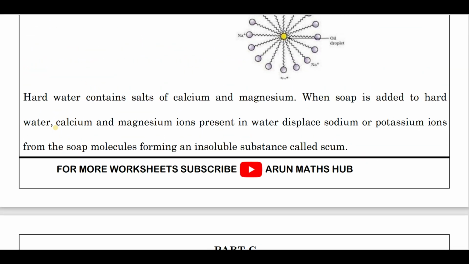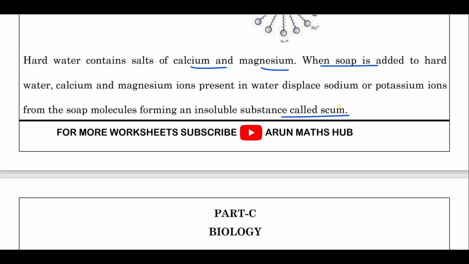There is also one more question. Why do soaps form scum with hard water? Hard water contains salts of calcium and magnesium. When soap is added to hard water, calcium and magnesium ions present in the water react with the soap to form an insoluble substance called scum.